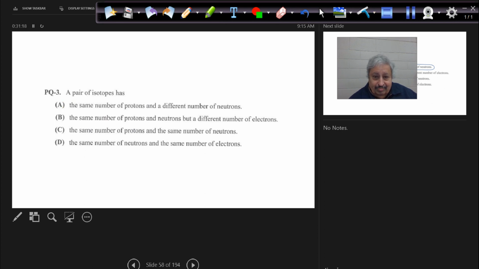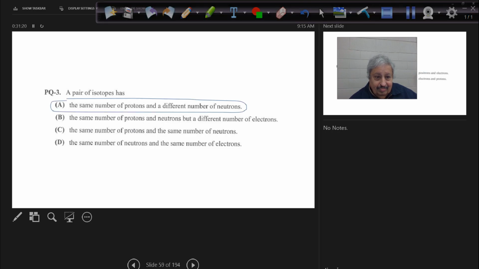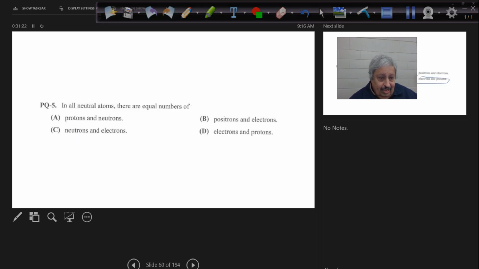In all neutral atoms, not positive charge or negative charge, neutral atoms, the number of what is equal to what? The number of protons equal number of what? Electrons, correct? So A, we can discard it, correct? That's not true. Neutrons and electrons, C can be discarded.